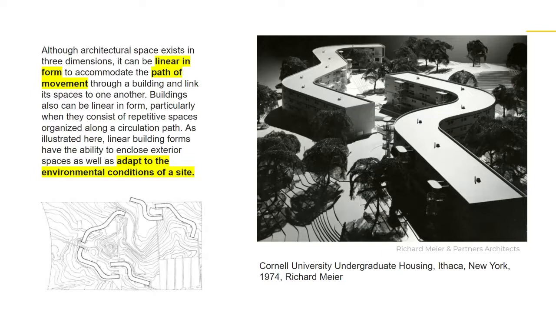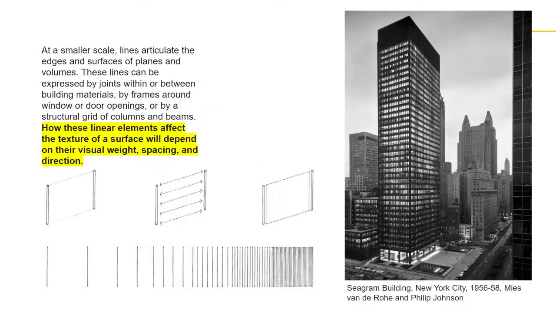It also goes well with interior design, where usually the orientation or the flow would actually dictate from the path of movement. So this is very prevalent in office circulations and planning. At a smaller scale, lines articulate the edges and surfaces of plane and volume. These lines can be expressed by joints within or between building materials, by frames around window or door openings, or by structural grid of columns and beams. This is very prevalent in both architecture and interior design.